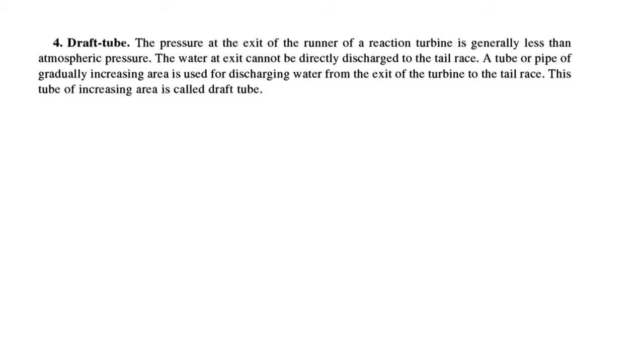The pressure at the exit of the runner of a reaction turbine is generally less than atmospheric pressure. So, the water at exit cannot be directly discharged to the tail race. So, a tube or pipe of gradually increasing area is used for discharging water from the exit of the turbine to the tail race. This tube of increasing area is called draft tube.